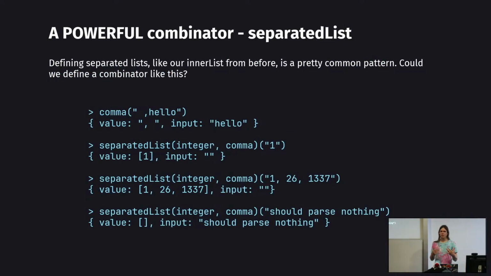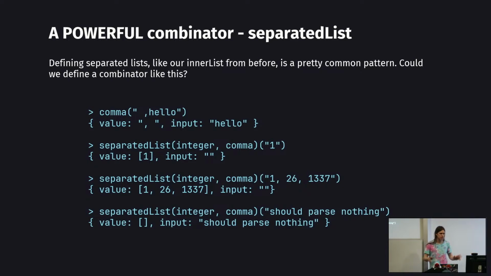Here's one that's a bit more complicated. This is not within the restriction of our grammar syntax. This is just something entirely different. Could you write a combinator that takes in two parsers, one for elements and one for separators, and then parses a separated list of elements? Yeah, absolutely. Combinators can be anything you want, really.